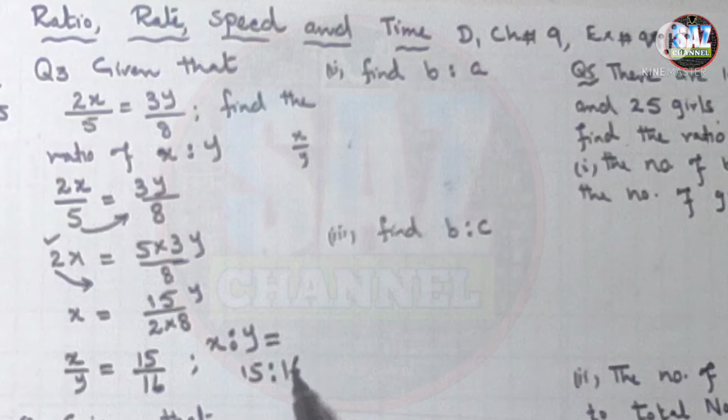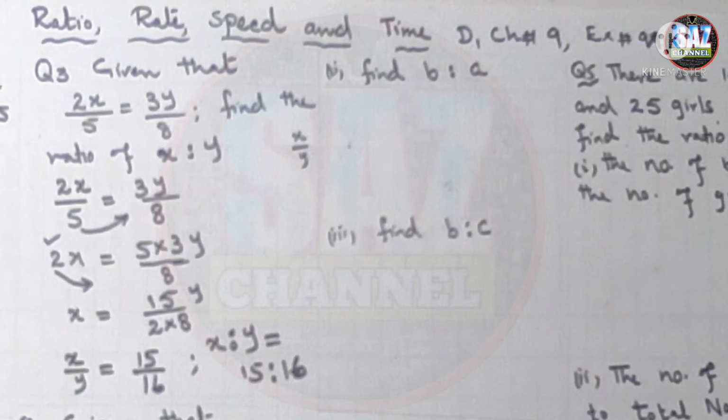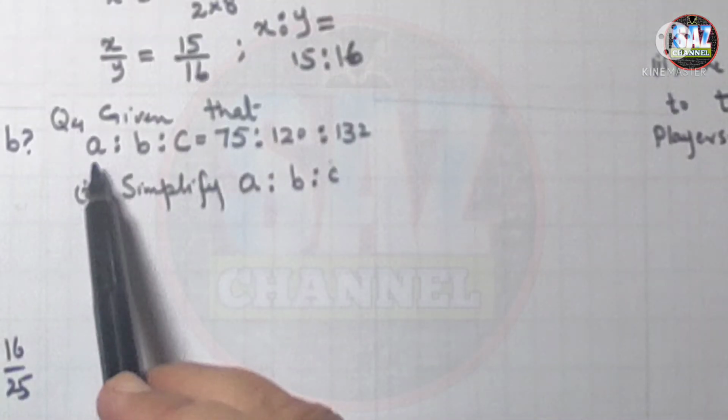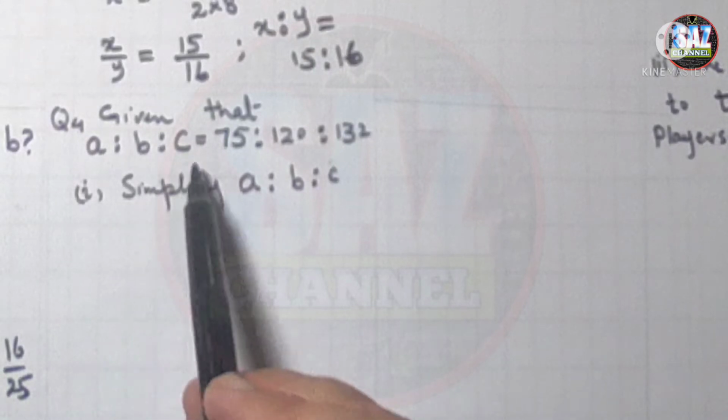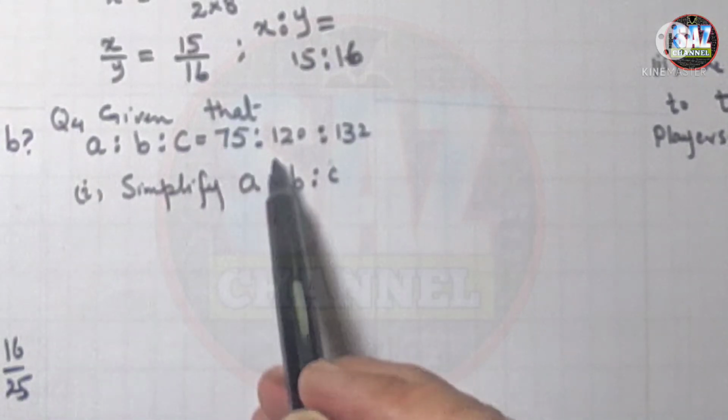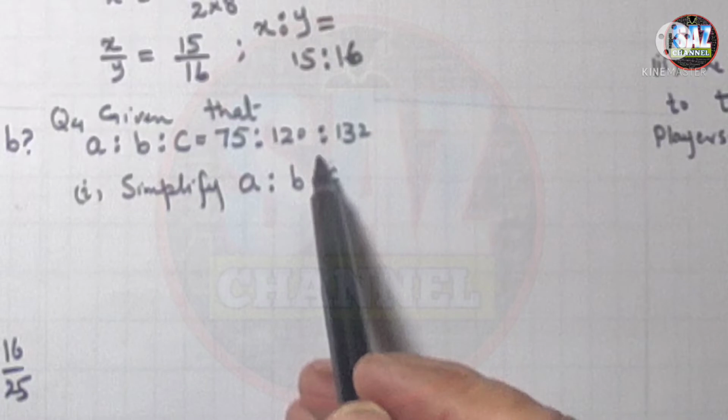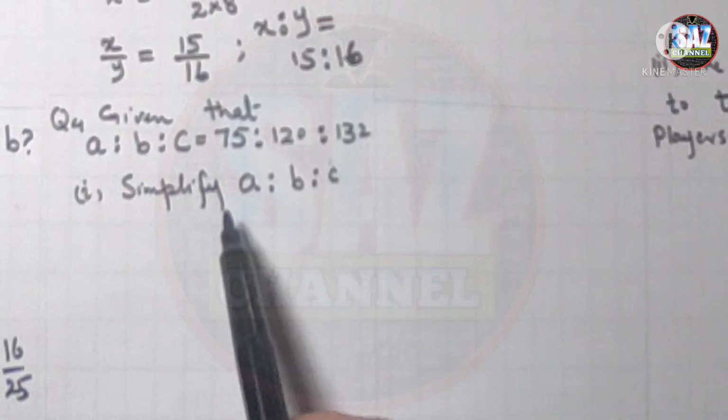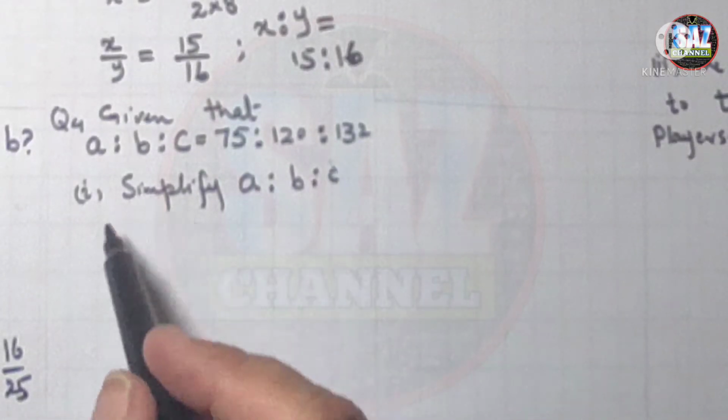Very easy question. I'm just applying basic rules of algebra to simplify a simple linear equation, and I'm getting my answer. Moving to question number 4. Question 4 says that it's given that A ratio B ratio C is 75 ratio 120 ratio 132. We have to simplify A ratio B ratio C.